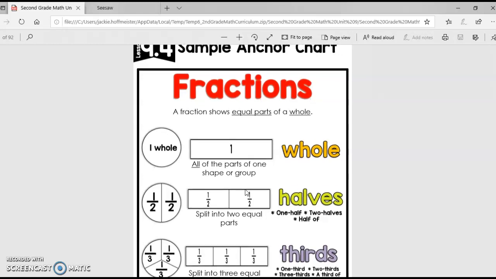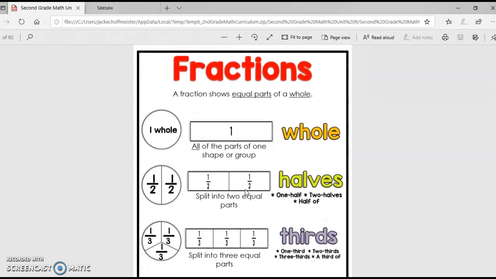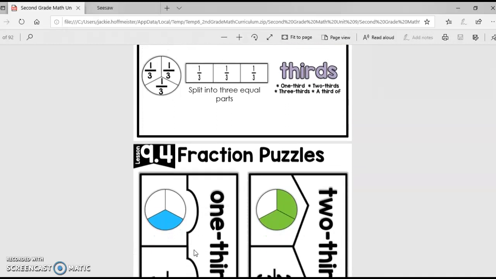Here's an anchor chart that will be on your Schoology page. We have one whole, we have halves, and the words we're going to use: 1/2, 2 halves, half of. We also have thirds, split into 3 equal parts, 1/3, 2/3, 3/3, 1/3 of. Okay, so you're going to have this picture to help you. It will be on your Schoology page.